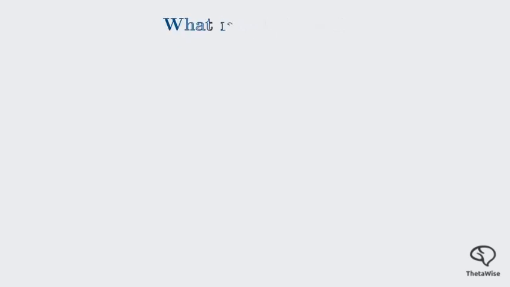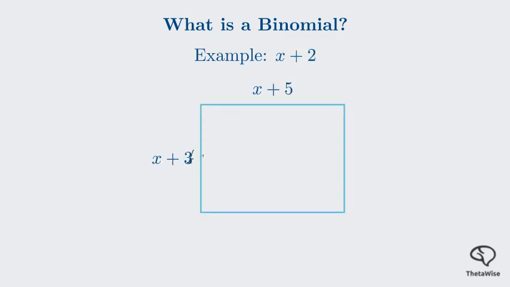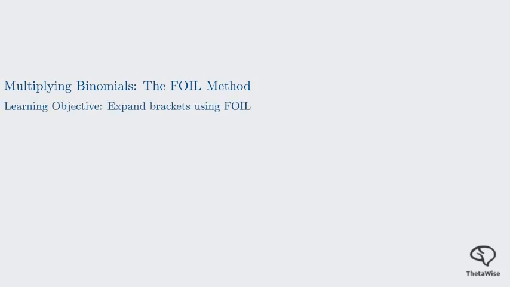Let's start by defining our terms. A binomial is simply a polynomial with two terms, like x plus 2. When we multiply two of these, we are essentially finding the area of a rectangle with those side lengths. The most popular way to multiply two binomials is known as the FOIL method. This is an acronym that helps you remember to multiply every term in the first bracket by every term in the second bracket. Our learning objective is to expand brackets using this FOIL method.